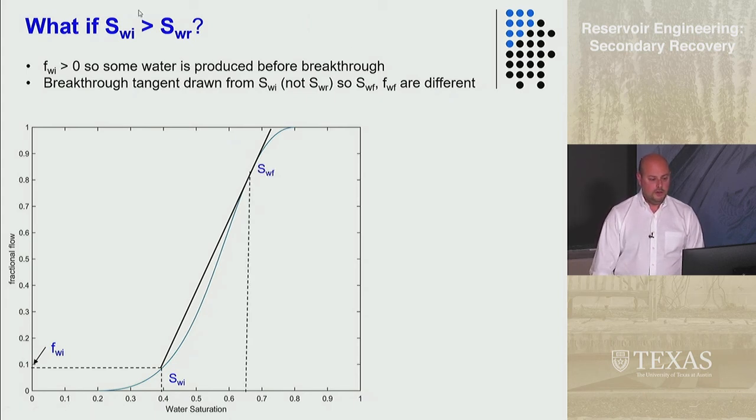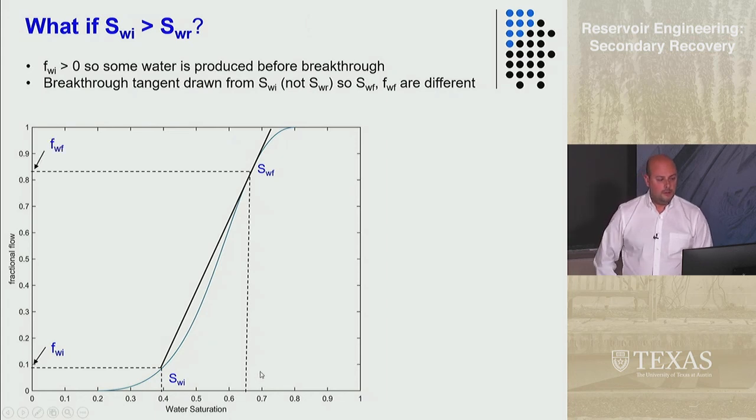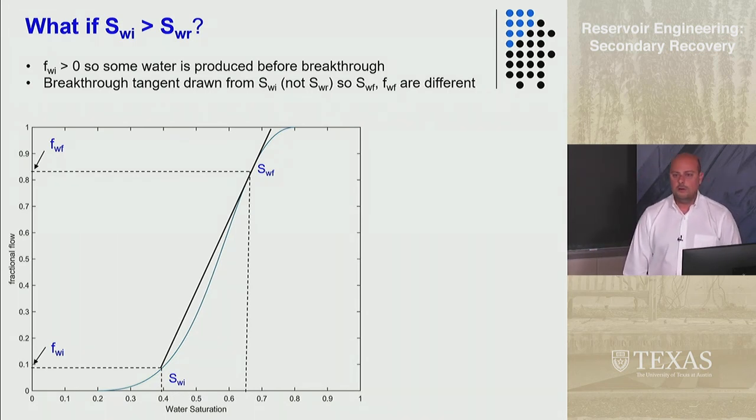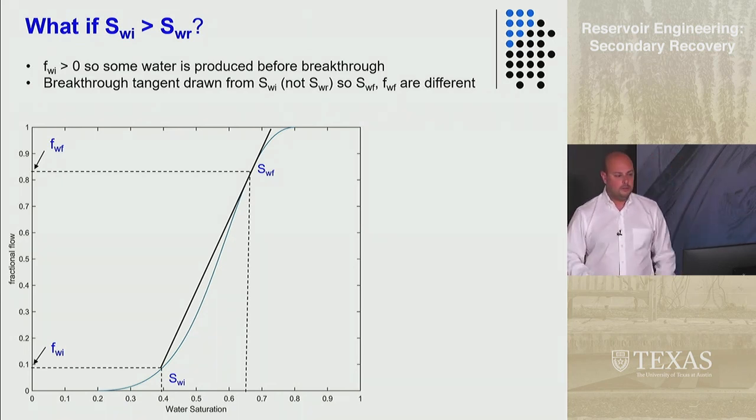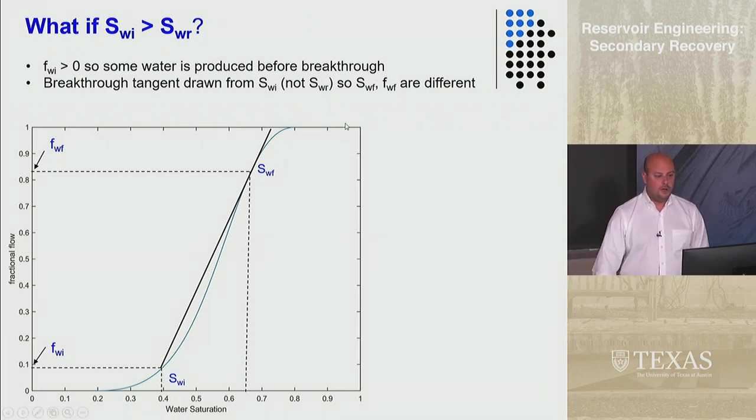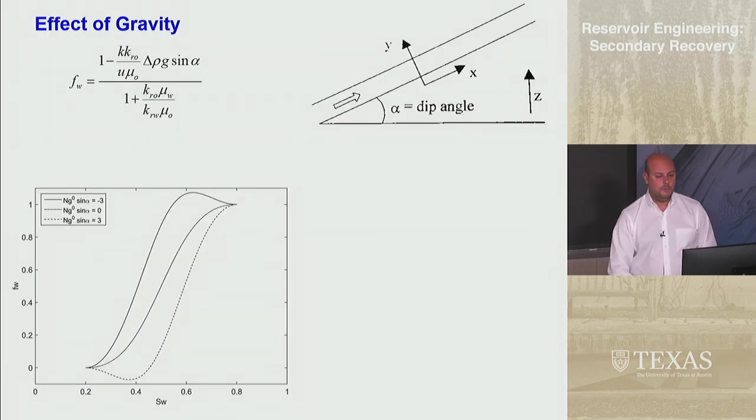Looks like SWF where it touches is right around 0.65. And the fractional flow of water at the front is about 0.83 or something. Okay, so that's how you do those breakthrough tangents if SWI is greater than SWR. If SWI is equal to SWR, then you start from that place, and you will get a different value because that tangent will look different. It's a different slope. Okay.